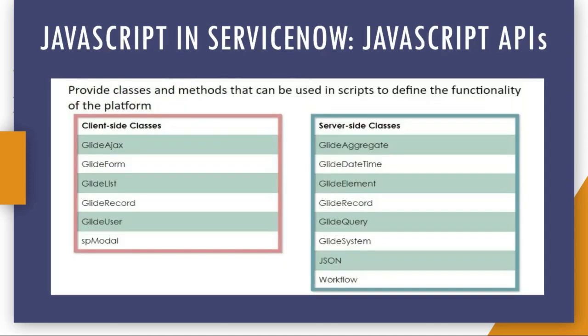Okay, so let's move further and see what JavaScript APIs in ServiceNow are used as part of ServiceNow JavaScript. We can provide JavaScript classes and methods that can be used in scripts to define the functionality of the platform. So these are client-side classes and server-side classes. We can see GlideAjax, GlideForm, GlideList, GlideRecord, GlideUser, SPModel. And in server-side classes, we can see GlideAggregate, GlideDateTime, GlideElement, GlideRecord, GlideQuery, GlideSystem, JSON, workflow, and many more.